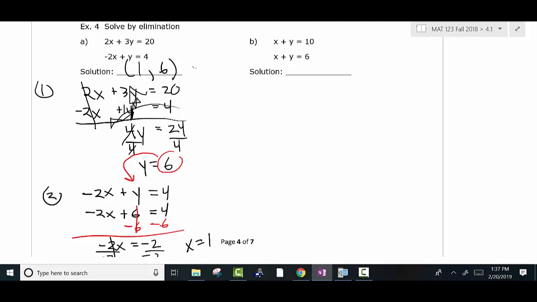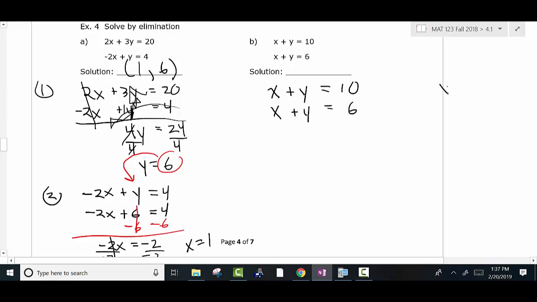Problem B is a little bit different. Go ahead and write down the system. You have x plus y equals 10. Then you have x plus y equals 6. Now, you don't need to write this down, just look at this. If you added these equations together, you would get 2x plus 2y equals 16. That is not what you want to happen. You want to make one of them eliminate.